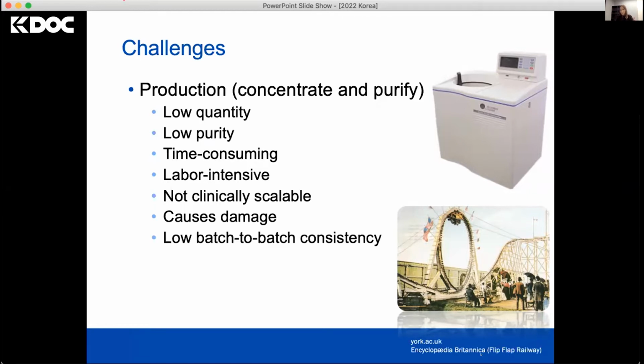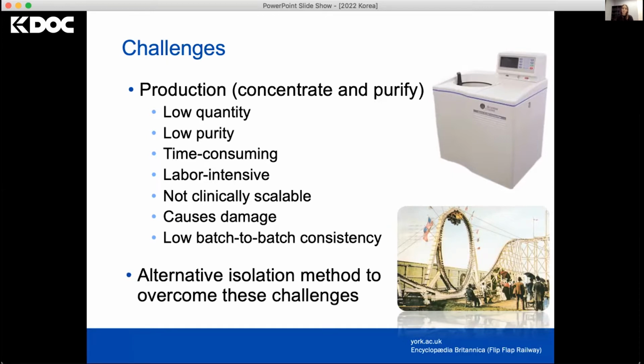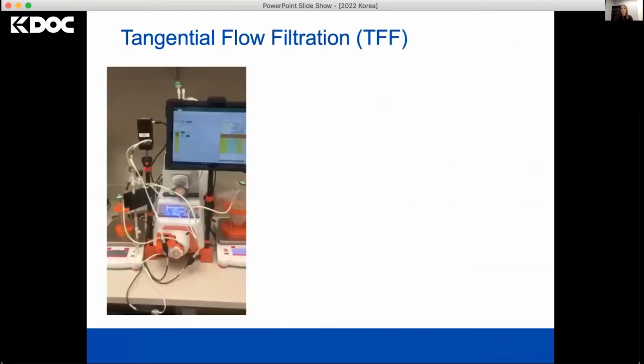And another challenge that we really have with these extracellular vesicles is that, in between the centrifugation steps, you have pipetting steps. And so this introduces human error, and you have low batch-to-batch consistency. And we know that this is one of the main things that regulatory agencies look at, that we can produce similar batches. And so what my lab, and also many other labs across the world, as well as Exaco Bio, have been focusing on is to find alternative isolation methods to overcome these challenges.